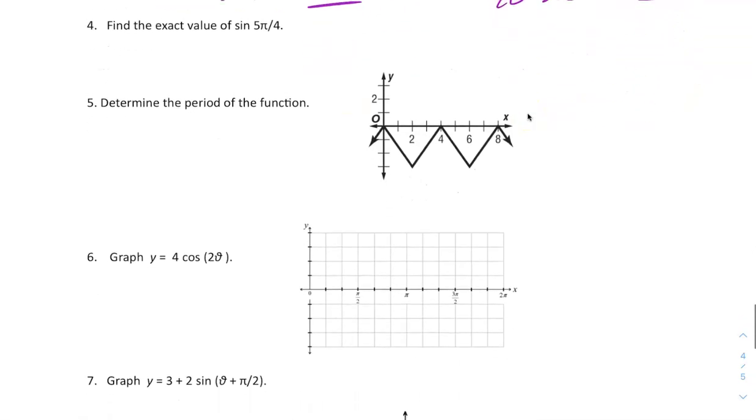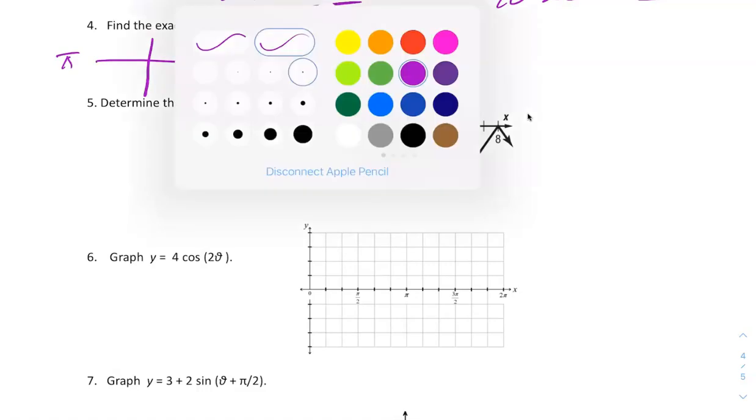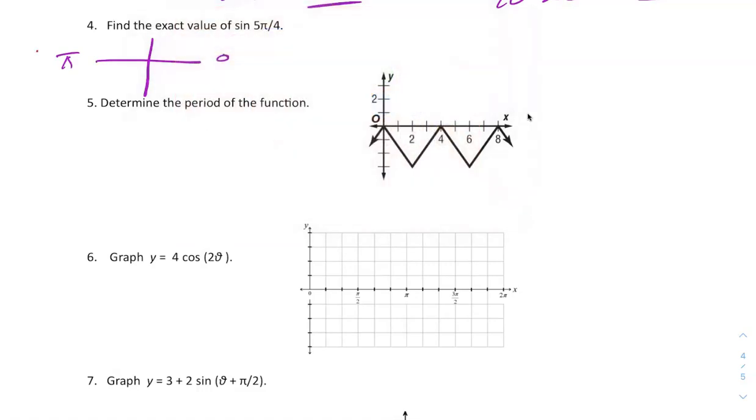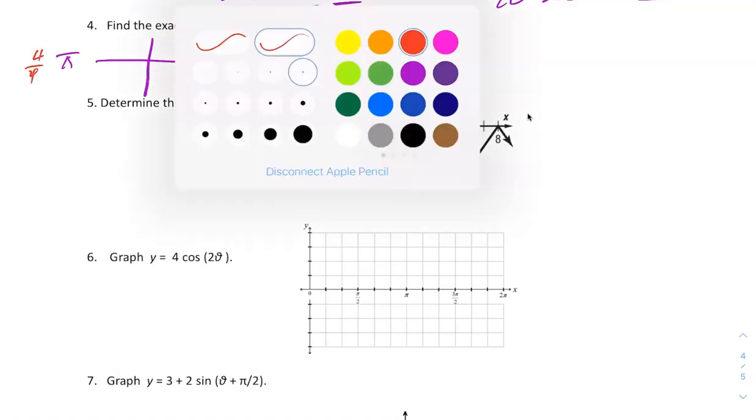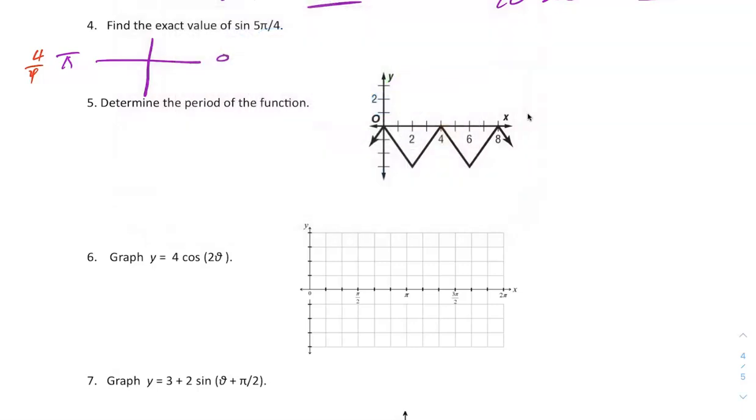Find the exact value of sine of 5 pi over 4. So if you know me, I like to draw a triangle. Here's 0, here's pi. 5 pi over 4, always make, this is my trick, make that 4 over 4. I'm going to do it in black. So we're going a little bit past there, right? So that's pi, so you make it 4 over 4. 5 pi over 4 would be a little bit past that, so we're in quadrant 3.